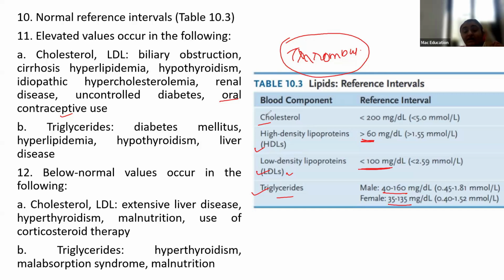Next is triglyceride. In which conditions do the triglyceride levels become high? First is diabetes mellitus, hyperlipidemia. There is a high level of lipids in the blood, hypothyroidism, and liver disease. So these are the reasons in which the triglyceride level becomes elevated. Below the normal value occurs in the following.